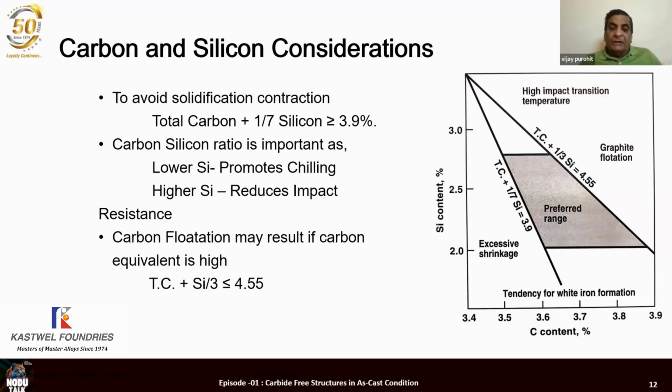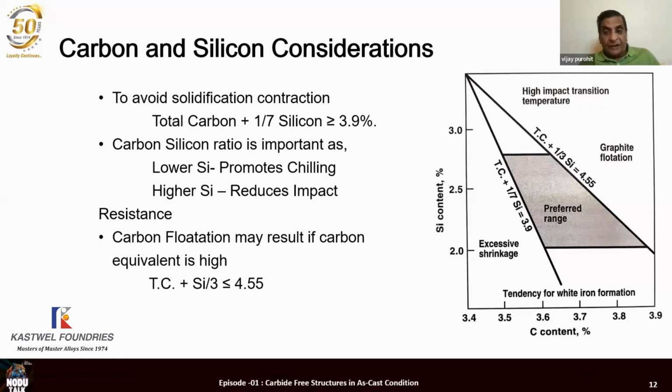Carbon and silicon, in the above ratio: carbon lower, silicon lower promotes chilling. So if you go lower than 2% silicon, look at the diagram. It shows this tendency to white iron or iron carbide formation. If you go to less than 2% silicon, in normal section sizes, you have a tendency for forming carbides in the structure. So if you have to avoid carbides in the as cast structure, you should not be lowering the silicon too much. There are other reasons where you may be required to lower the silicon. That we will see a little later.